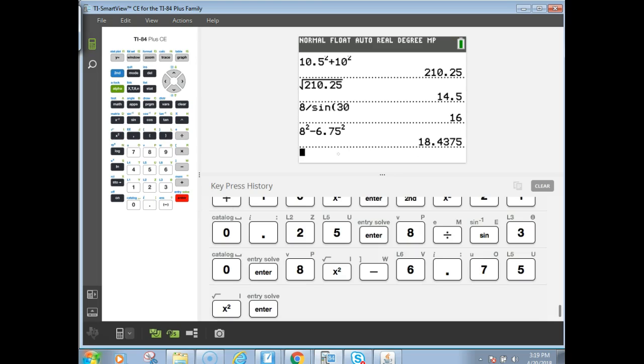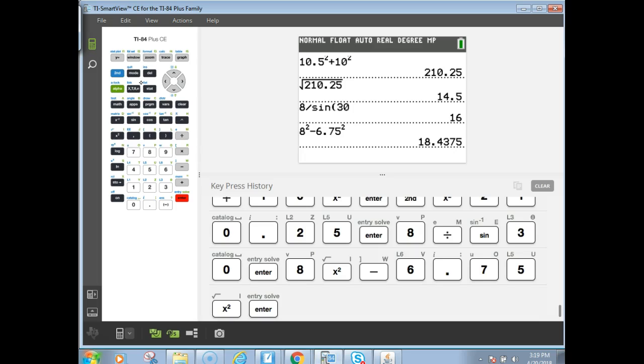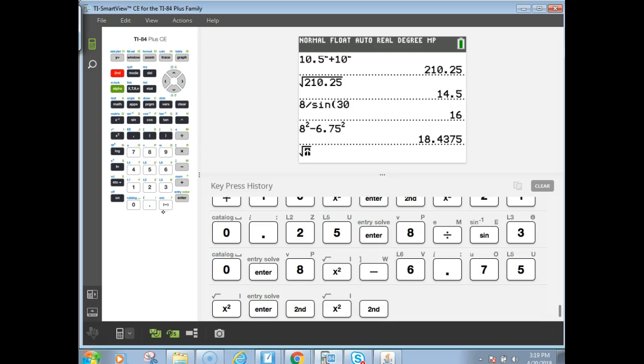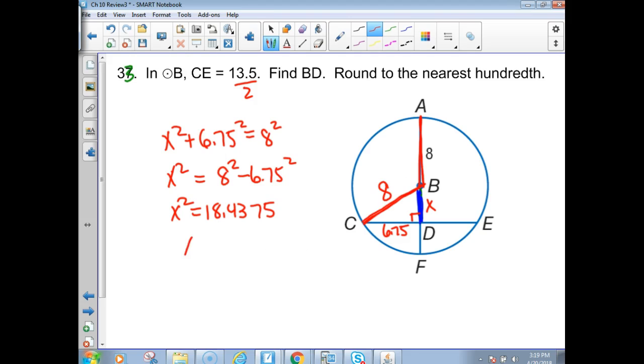Okay, and then that's 18.4375. And then take the square root. I just like to pop that answer back in there. And you should be getting 4.29. All right, so BD is 4.29.